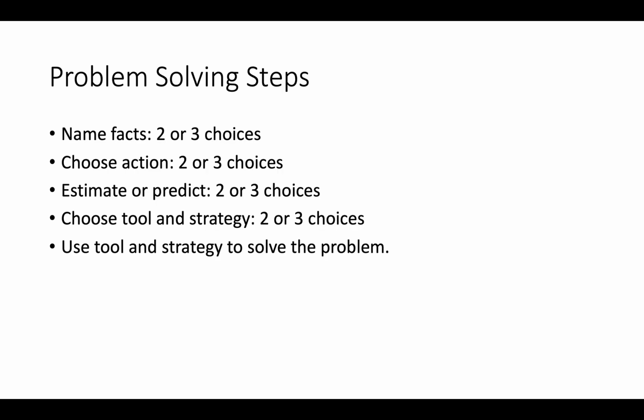The problems and choices I have showed you are ways for your child to learn about the 5 steps of problem solving. Name the facts of the problem from 2 or 3 choices. Choose an action from 2 or 3 choices. Estimate or predict what might happen from 2 or 3 choices. Choose tools and strategy or a plan from 2 or 3 choices. And use the tools and strategies to solve the problem. Compare the solution to the prediction or estimate.